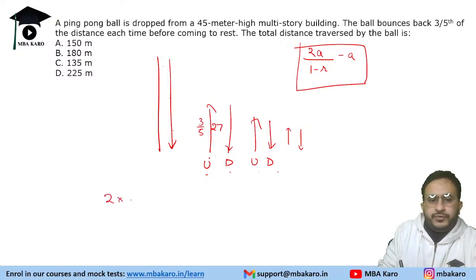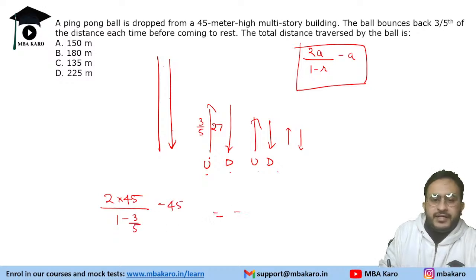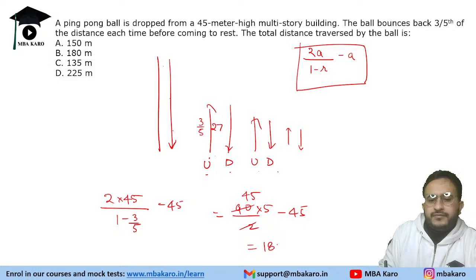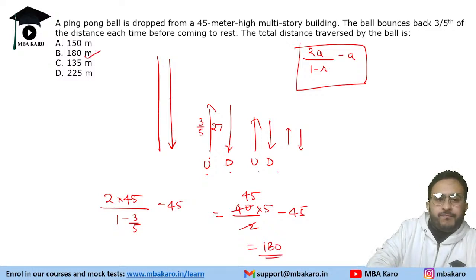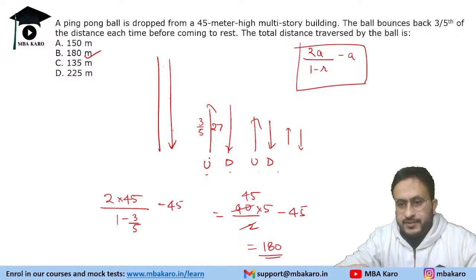So this is the solution. 2 into A is 45. 1 minus 3 by 5, minus 45. Okay, so we will get 90 upon 2 by 5, so into 5 by 2 minus 45. That will be 225 minus 45. That is 180. Okay, so that will be the answer.